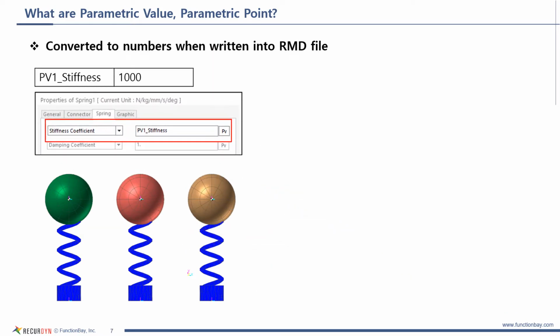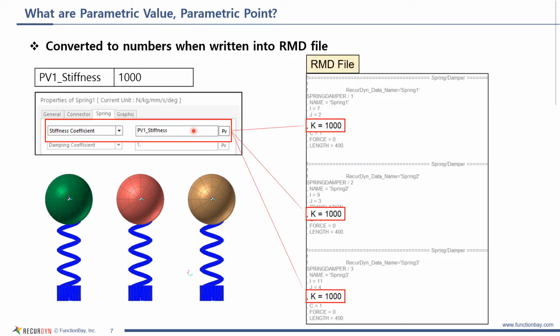The input values defined as parametric values are converted to numbers before starting a simulation for the RecurDyn solver to use numbers. When running a simulation in RecurDyn, the 3D model data is first written into a text file called RMD. After that, the RecurDyn solver uses this RMD file as an input file. As you can see, K, corresponding to the stiffness of spring, is all converted to 1000 in RMD file.